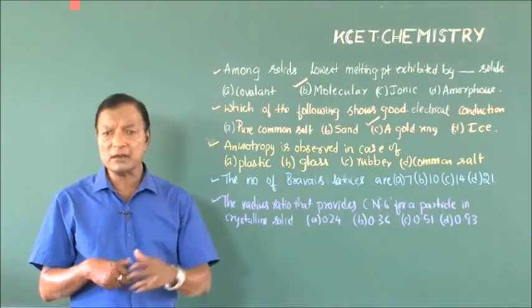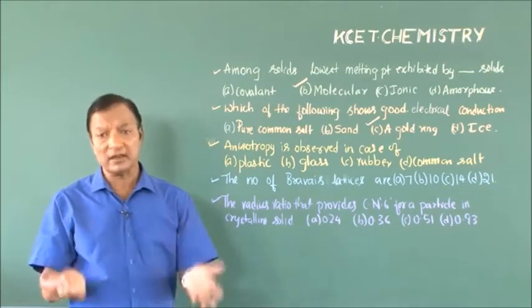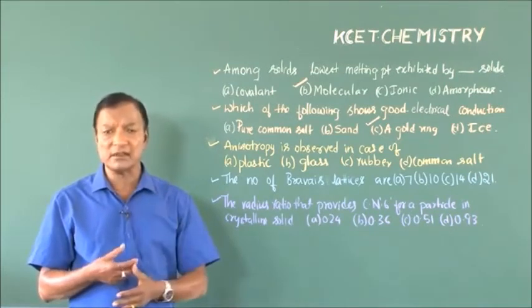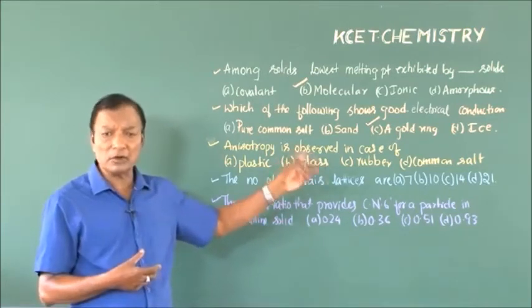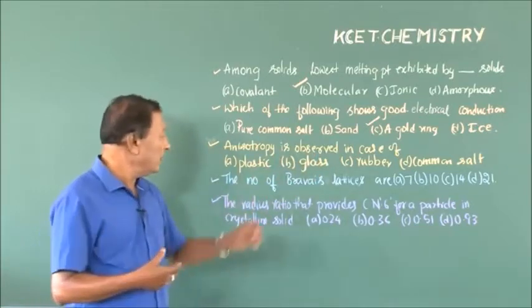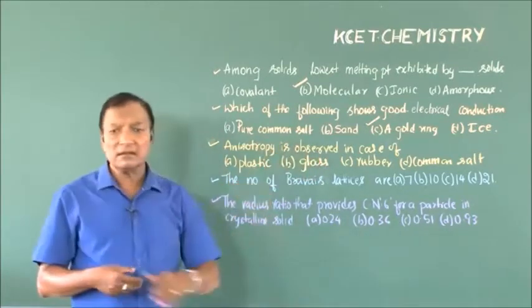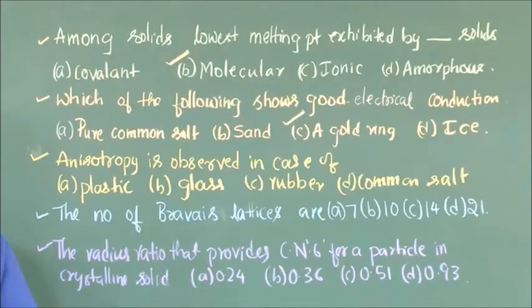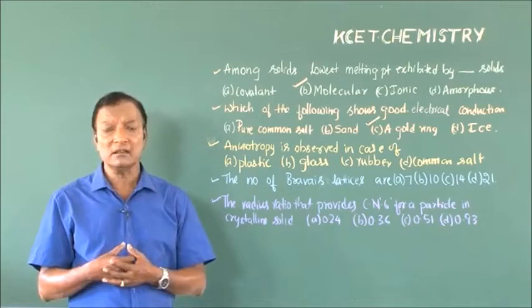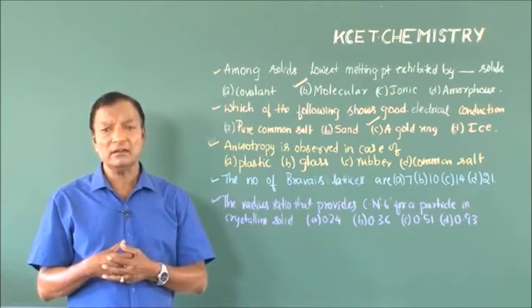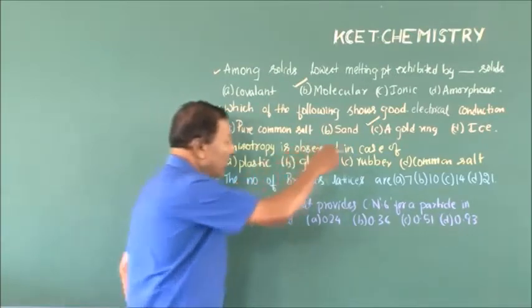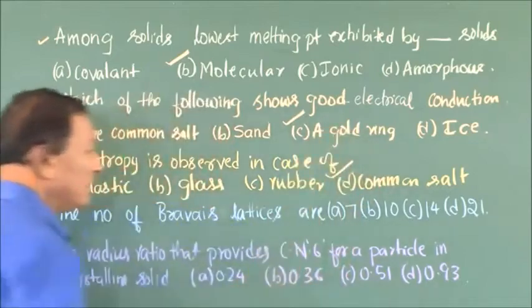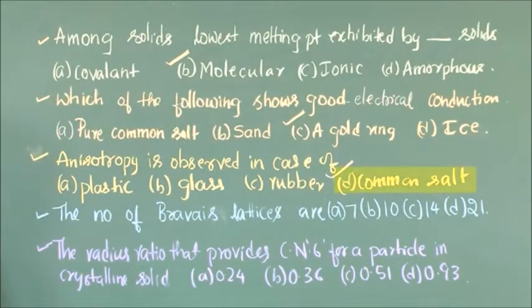Immediately, we focus upon the common salt, because it is a crystalline substance, and for the crystalline substance, anisotropy is the characteristic, while the first three belong to the amorphous category, wherein the glass requires special attention because it is considered a supercooled liquid, and it is amorphous. Therefore, as the crystalline substance, we pick up common salt as the correct option for this question.